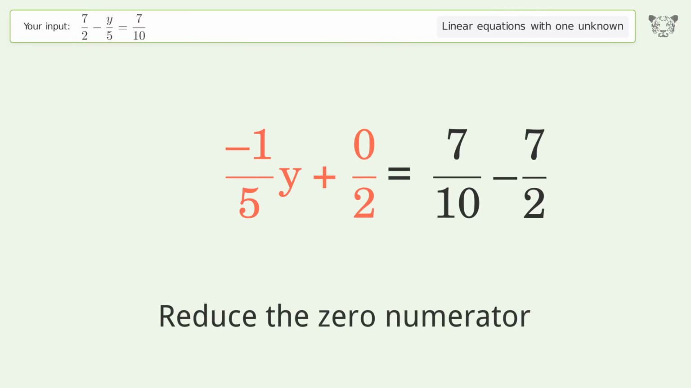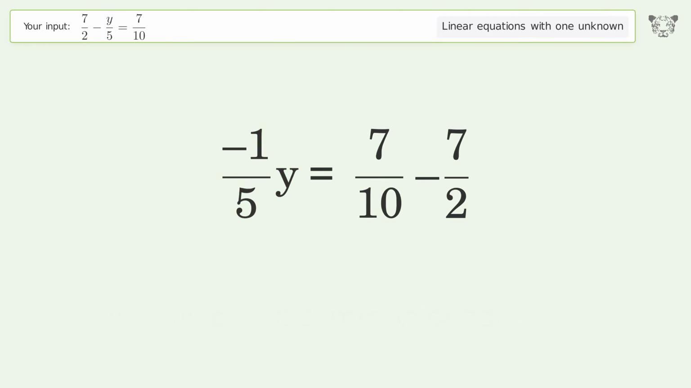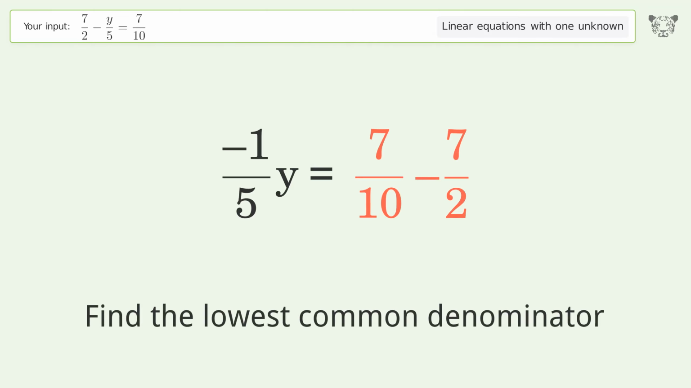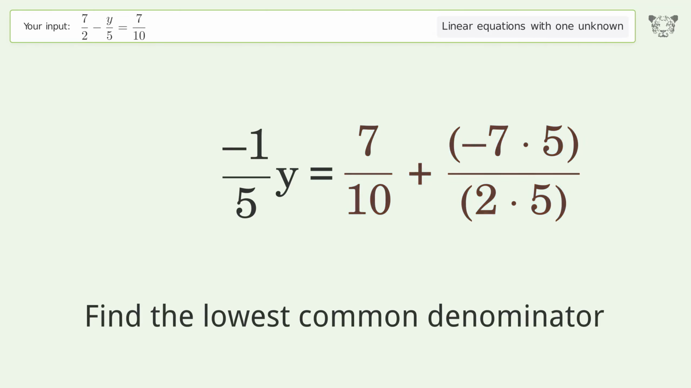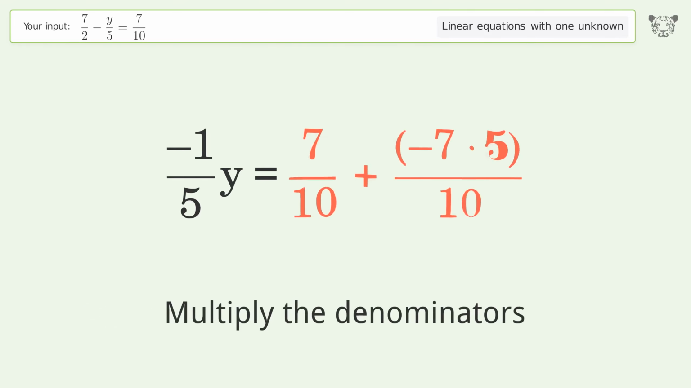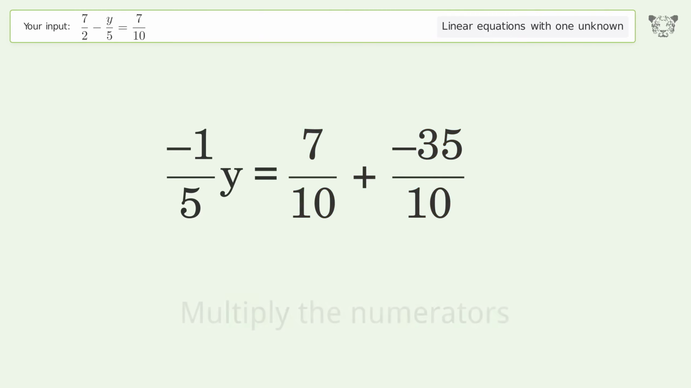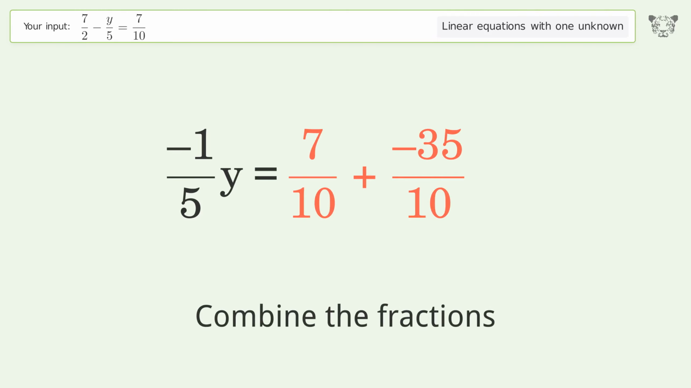Reduce the zero numerator. Simplify the arithmetic. Find the lowest common denominator. Multiply the denominators. Multiply the numerators. Combine the fractions.